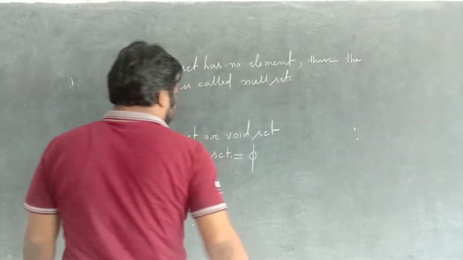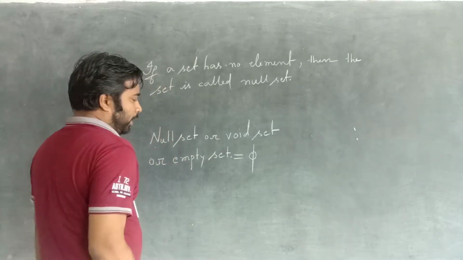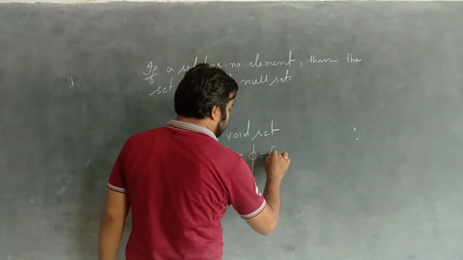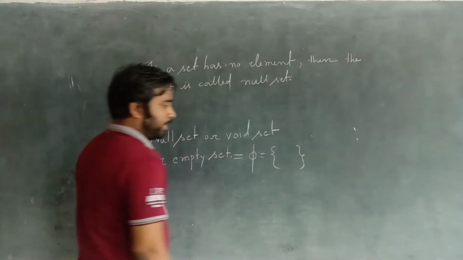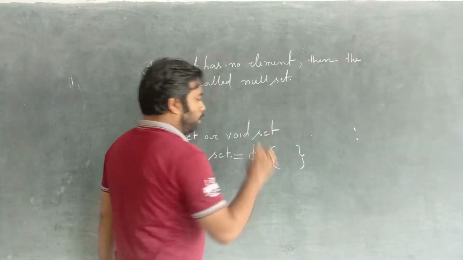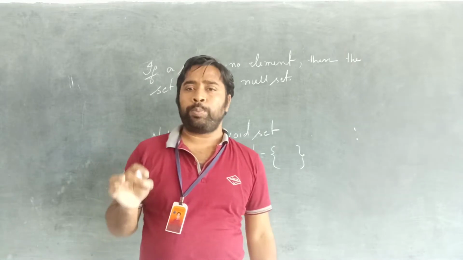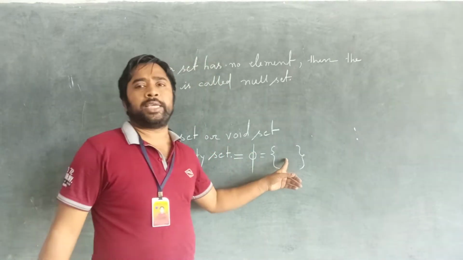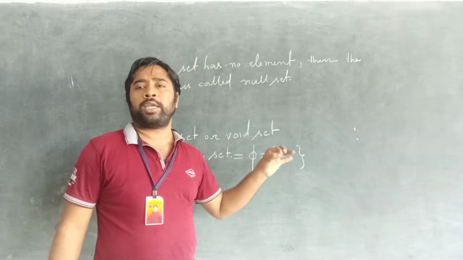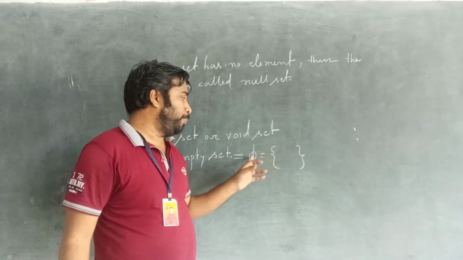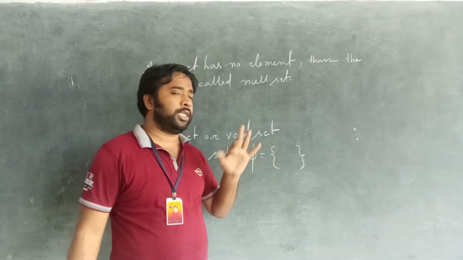Null set, void set or empty set is denoted by phi, and it is this one. We write the curly brackets, and inside the brackets we put no element. We are not going to put any element inside the brackets. So this is called a null set. This is the representation. We can write phi also, we can write this one also.